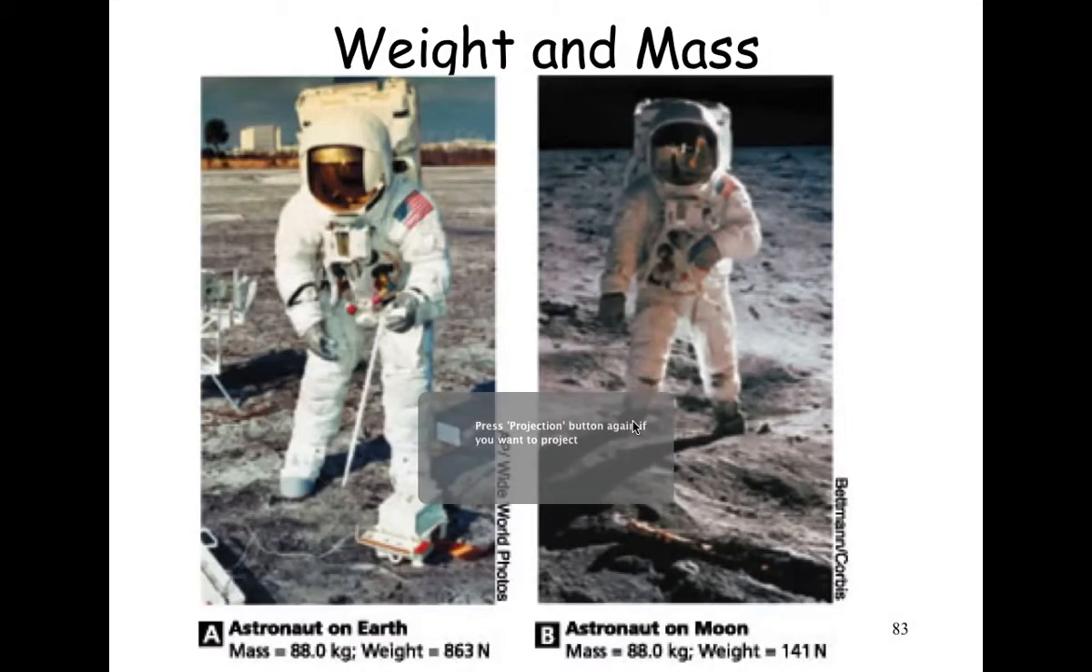So we have this comparison here. An astronaut on Earth has a mass of 88 kilograms, and on Earth his weight is 863 newtons. All we did was take the 88 times 9.8, and that's what we get. But on the moon, the acceleration of gravity is a lot less than here on Earth. So while his mass stays the same at 88 kilograms, his weight does not. It changes to 141 newtons.